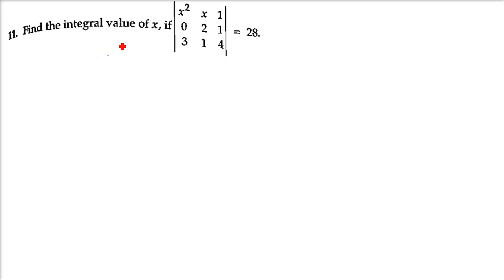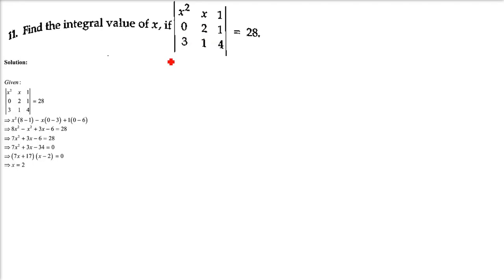Find the integral value of x if. Now we can easily find out the determinant and we'll equate it to 28. Now we will open it using the first column, not the first row. x square into whatever is coming, minus 0 into, because first column we are taking, right? Because this is second row, first column. So minus 1 to the power 2 plus 1 will be minus 1. That is why I have written minus. Minus 0 into something and plus 3 into, what do we get?